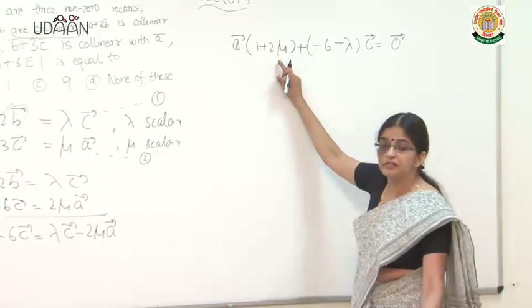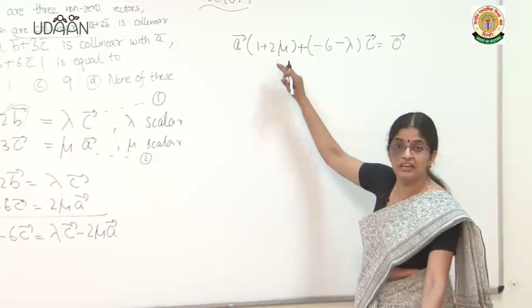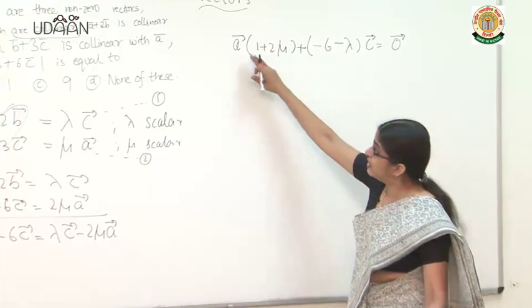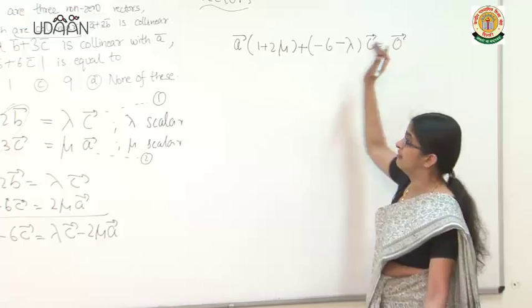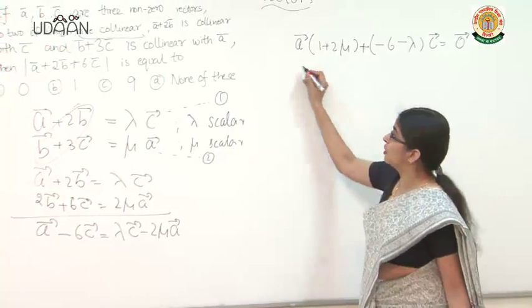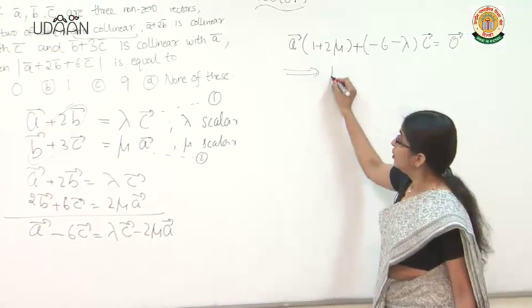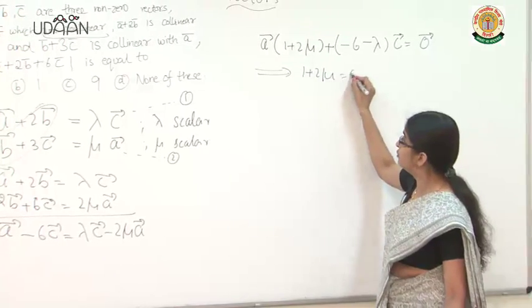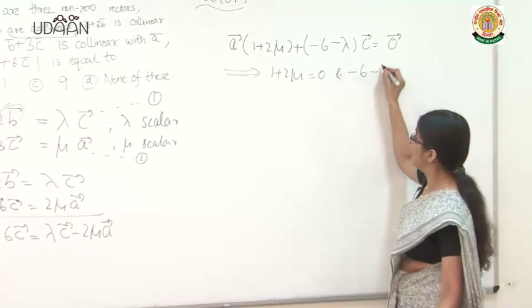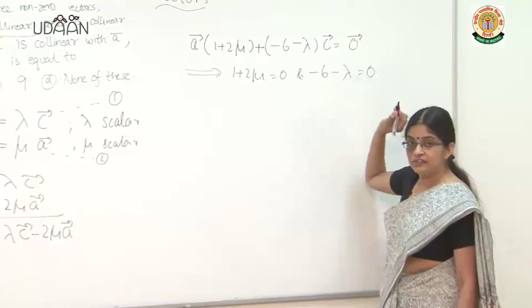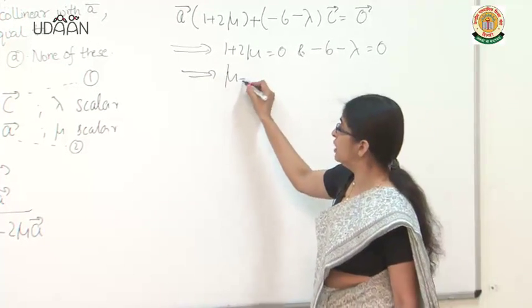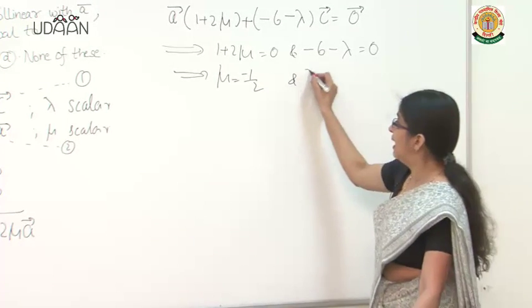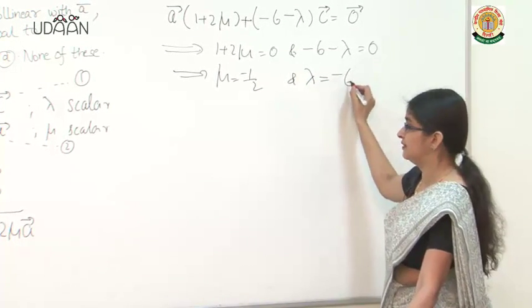What is the condition for non-collinear vectors if we are given a linear combination? Look, here we have a linear combination of vector A and C. It is given to be a null vector and the vectors are non-collinear, which implies 1 plus 2 mu equal to 0 and minus 6 minus lambda equal to 0. Solving these equations, we get mu equal to minus 1 by 2 and lambda equal to minus 6.